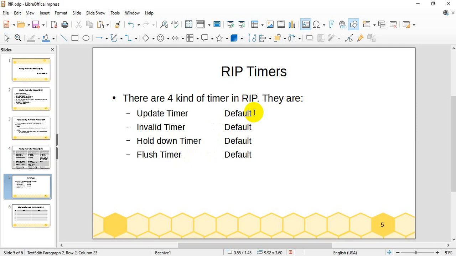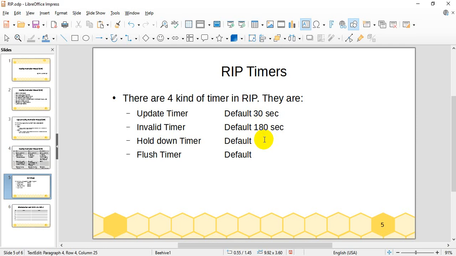The default value of the update timer is 30 seconds. It will take 30 seconds to update any information in a network which uses Routing Information Protocol, okay. And the invalid timer will take 180 seconds. Okay. Invalid timer, it will take 180 seconds.